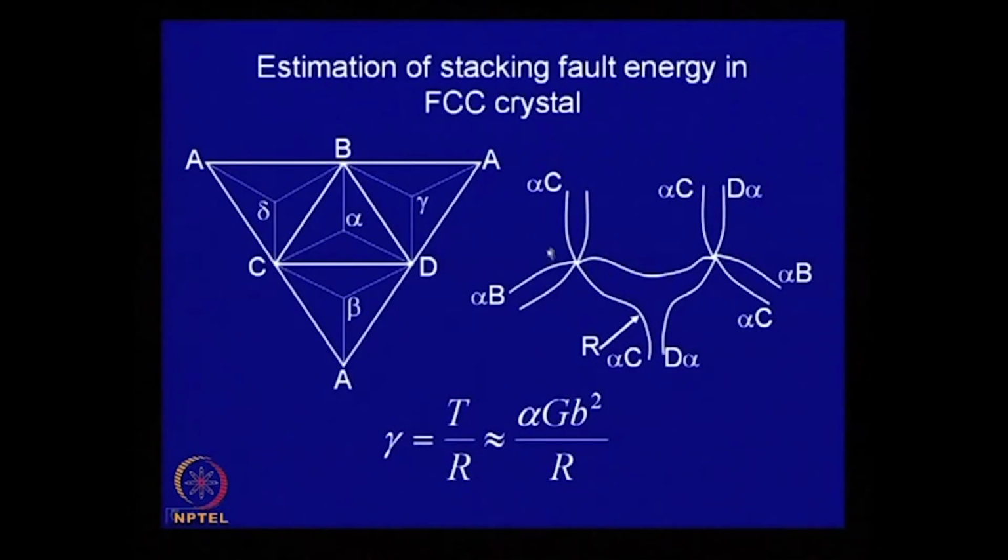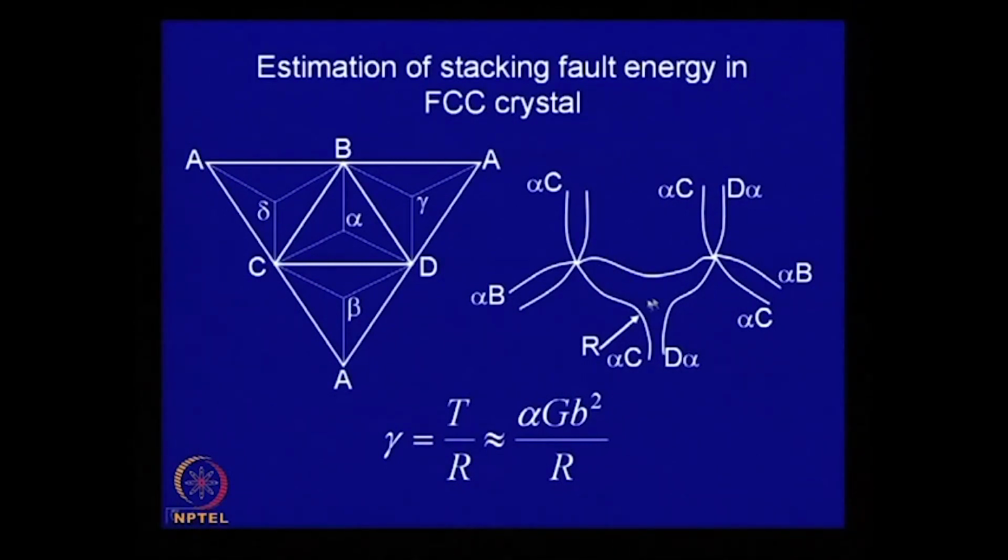In that case you can generate this kind of dislocation network, where these are nodes and these are partial dislocations. Here these partial dislocations will have a repulsive force that will try to push them apart, while the fault which is created has a certain energy, so that will exert an opposing force and will not allow it to grow.